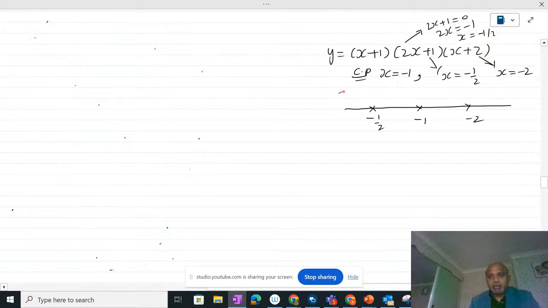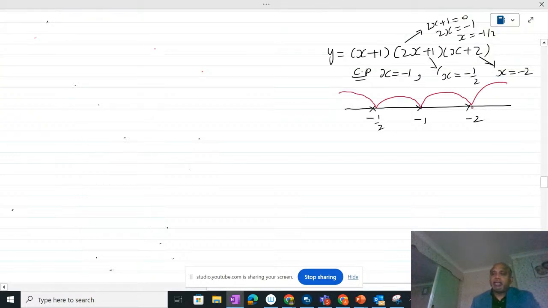Take any number greater than minus 2. Our favorite number is 10, so we'll take 10 here. If you put 10 here, 10 plus 1 becomes 11. 10 times 2 is 20, and 20 plus 1 becomes 21. And 10 plus 2 becomes 12. If you multiply all these, the result will be positive. We are just worried about the sign. So it is plus, then this should be minus, this should be plus and minus.